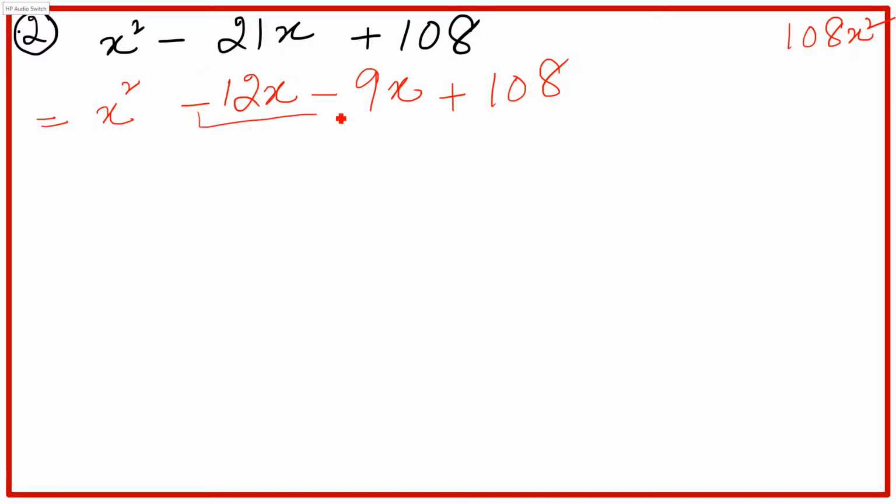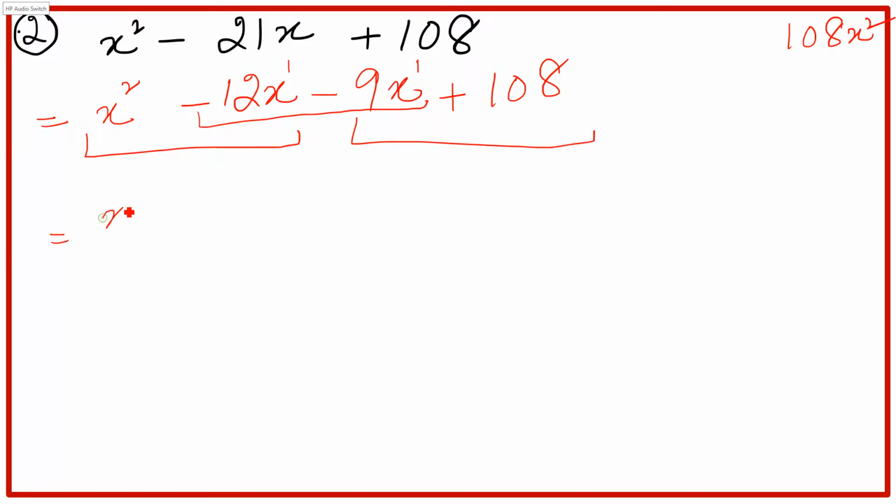And I told you, I have to write down the center term in such a way that when I add those two terms, it should be equal to negative 21. But when I multiply these two terms, 12 9 times 108, and we can add the power, it will be x square. Right? Third step is take the common.